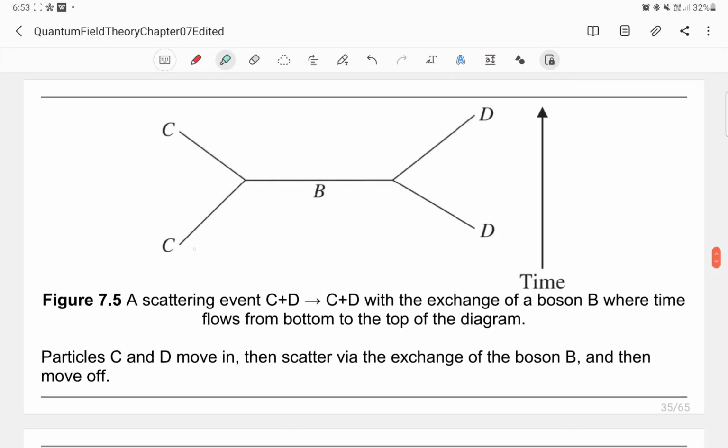So you have particle C and then you have particle D. They interact with each other and then they scatter. In this case, you have time flowing from the bottom to the top of the diagram. So particles C and D move in, then scatter by the exchange of the boson B, and then move off.